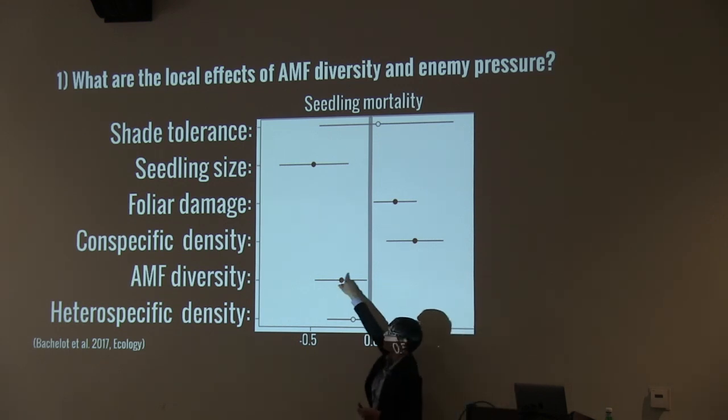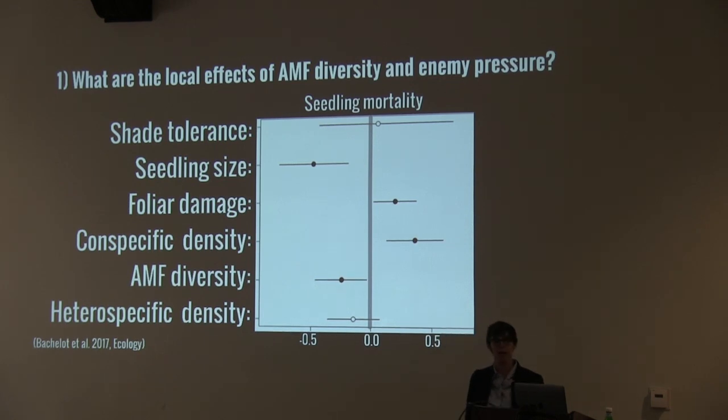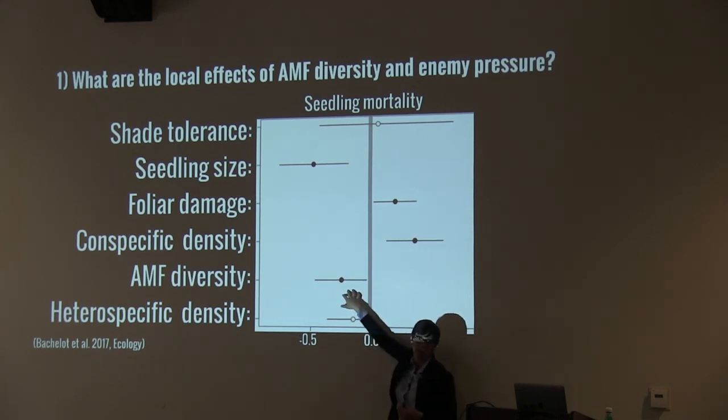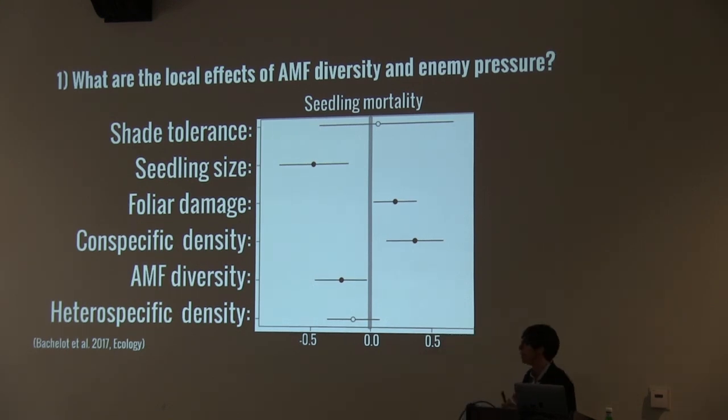But then, very interestingly, arbuscular mycorrhizal fungal diversity was also significant and negative, right? So if you're sitting in a plot that's very diverse from the mutualist point of view, you're less likely to die. And what was very interesting is that the effect size is fairly similar to the conspecific and the foliar damage, but it's not bigger, right? So it's a little smaller.